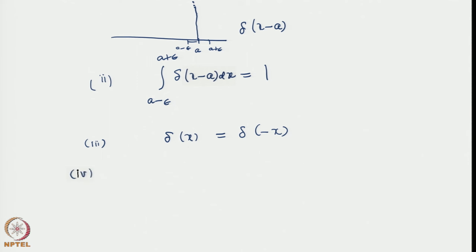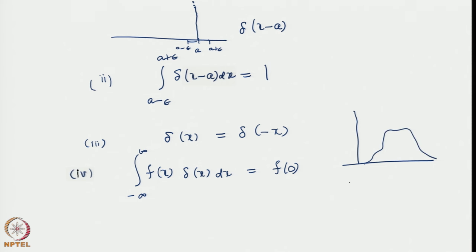Most important advantage of the delta function is its ability to select values. So if I have a function f(x), and if I multiply this function by delta x, and then I integrate over, let's say, the entire domain, then this will give me f of 0. So what I did is like this. I had some function f(x) which was going like this. I had a delta function at some, let's say, value x equal to a. Then if I multiply this delta function with this function and integrate, it selects the value at a.